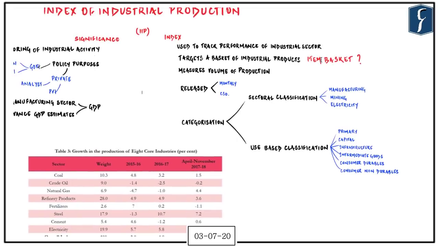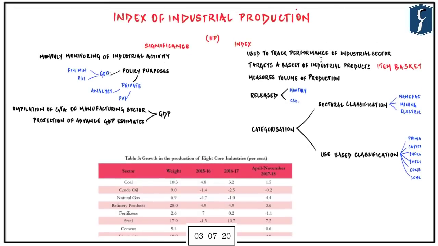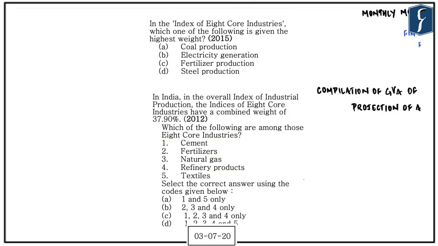How are various kinds of products categorized in IIP? Then we will understand the significance of IIP. And then finally we will talk about the 8 core industries and their individual contribution to the index of 8 core industries. So in 2015, UPSC had asked in the index of 8 core industries, which one of the following is given the highest weight? And the right answer is electricity generation has the highest weight in 8 core industries indices.